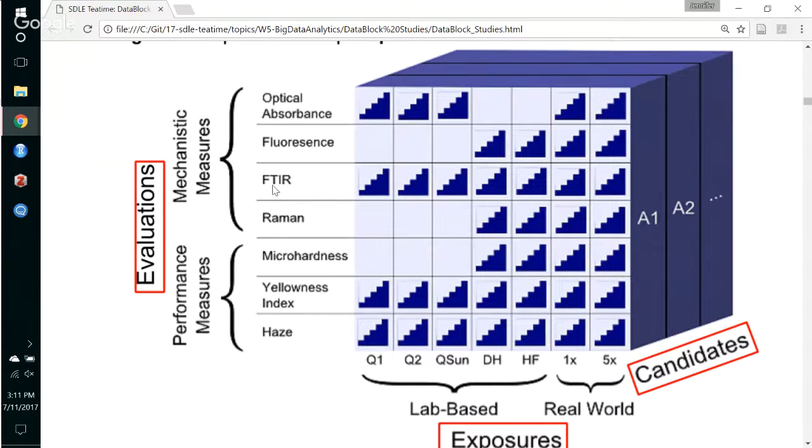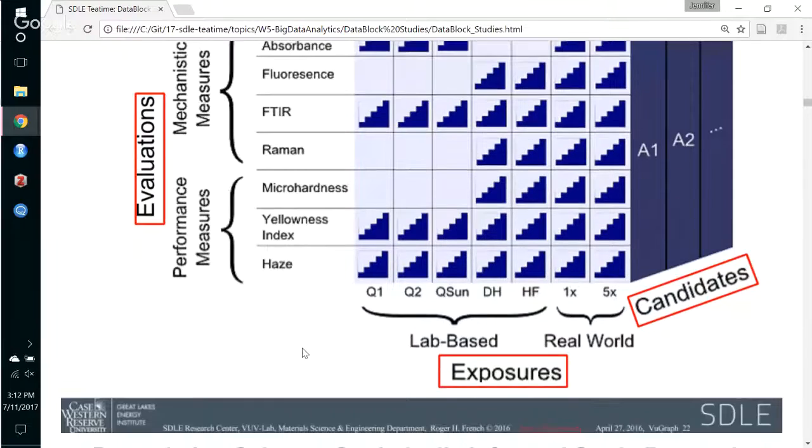So something like FTIR, Fourier transform infrared spectroscopy, allows us to recognize which chemical bonds are present in a material. And so as we see certain peaks in an FTIR spectrum increasing or decreasing or disappearing, we can tell what bonds are breaking or forming and figure out what is the problem causing these performance measures to increase or decrease.